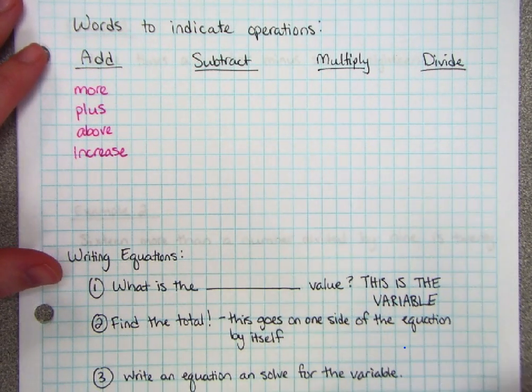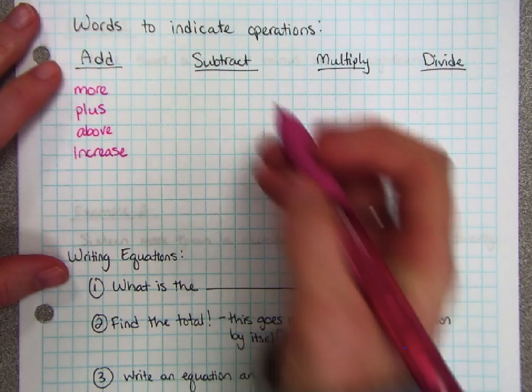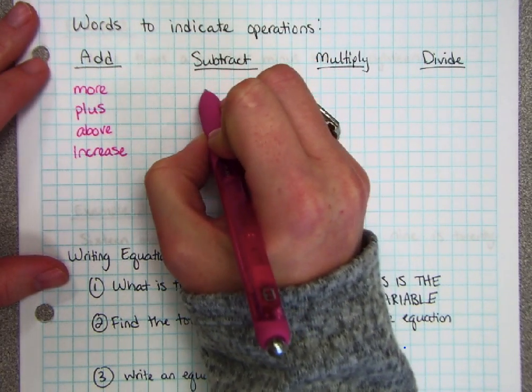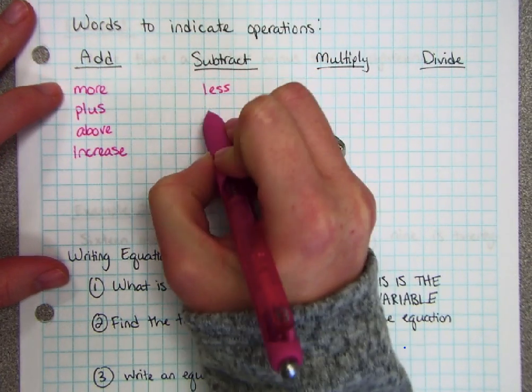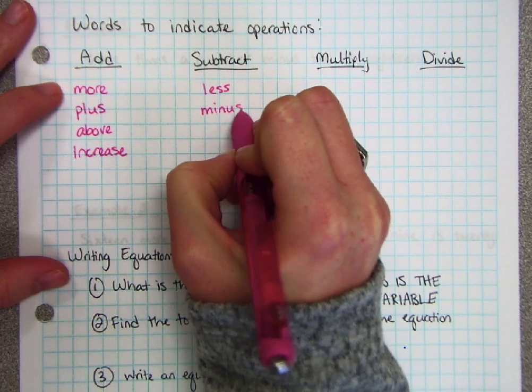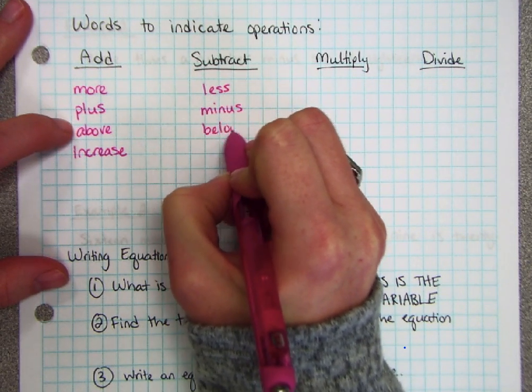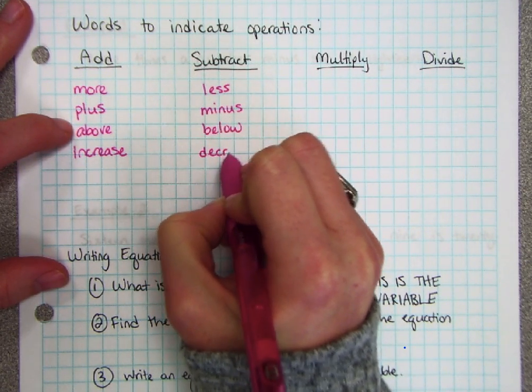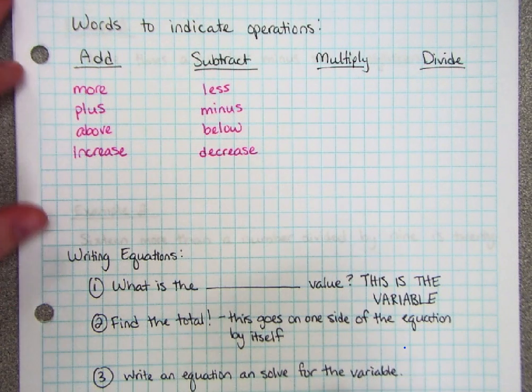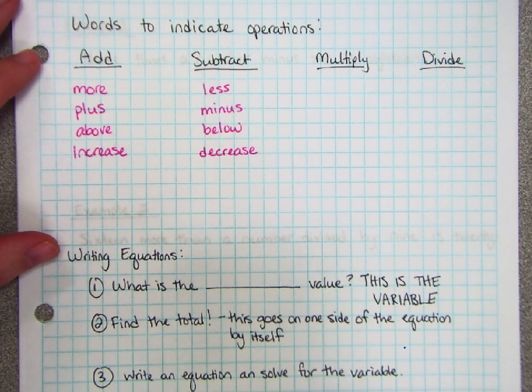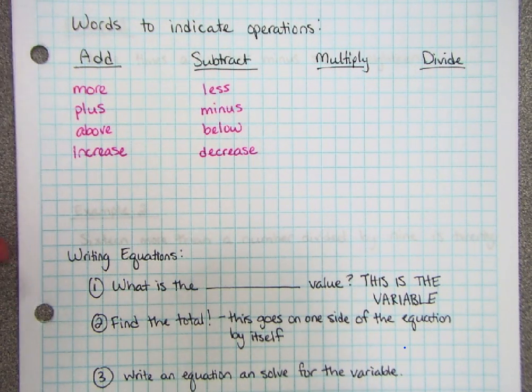And conversely, words for subtraction, the opposite of addition, right? So more would be less, plus, or minus. Above, below, increase, decrease. And these are just a few examples. I'm sure we could add a ton more, but these are just a few.